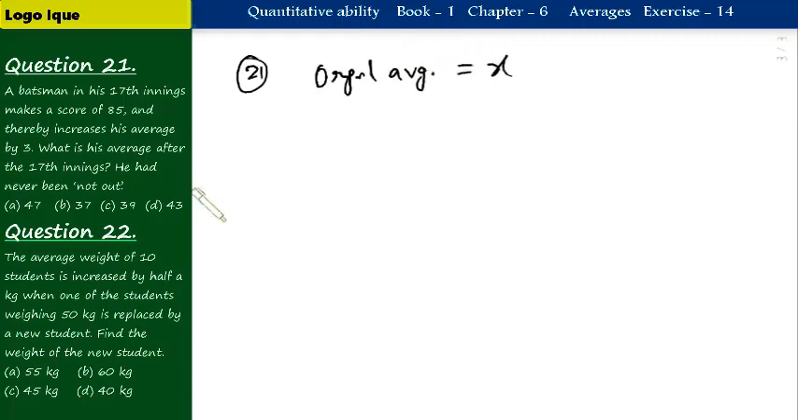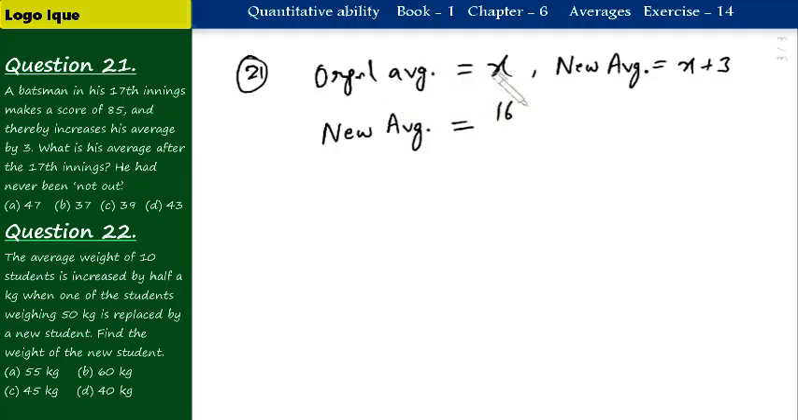Sorry, after 16 innings is x. And the new average is 3 more. So that means the new average is equal to x plus 3. How do we calculate the new average? The new average must be calculated as the total sum of all the runs. So before the 17th inning, it will be 16 innings into x runs per inning plus the 17th inning 85, divided by 17. This is the new average, which must also be equal to x plus 3.